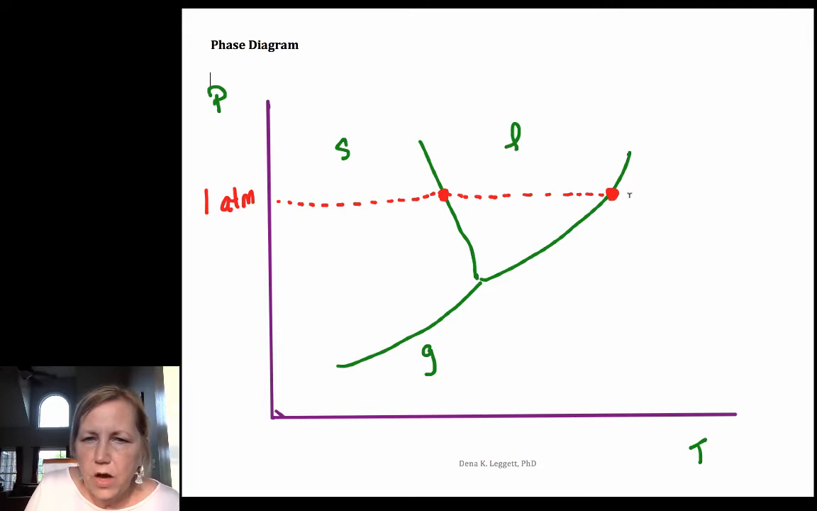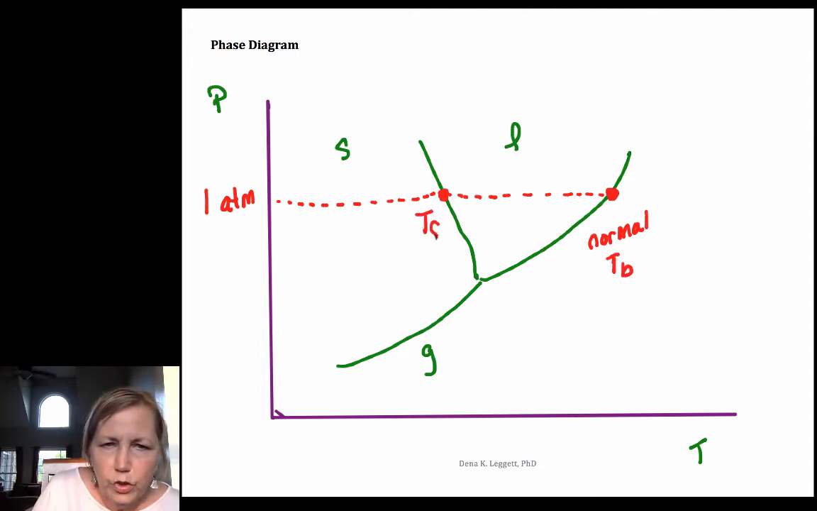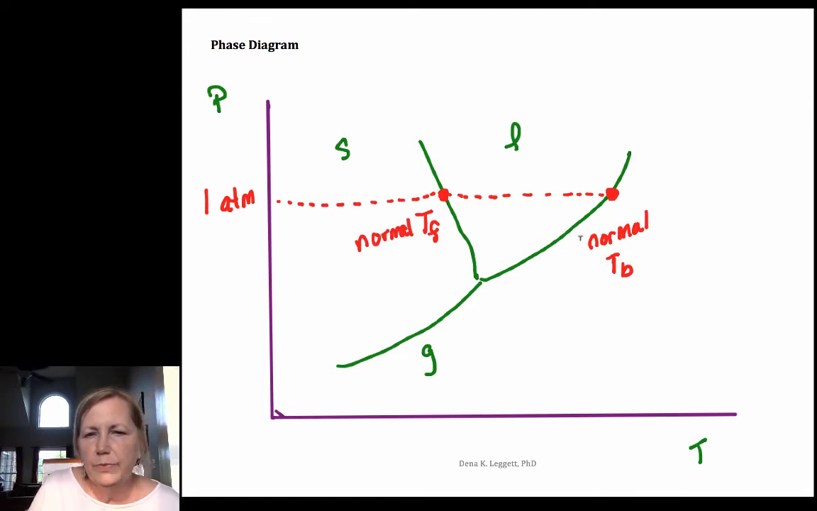So this would be called my normal boiling point, and this would be called my normal freezing point. All along the line are freezing points. We just use the word normal in front if it's at 1 atmosphere.